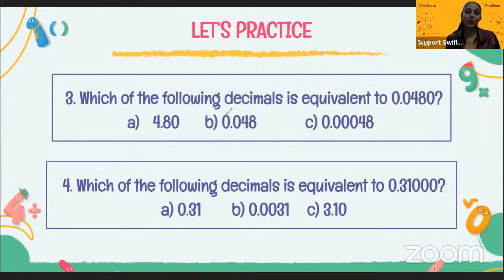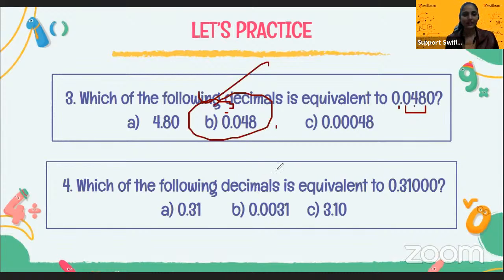Okay, great. So if I look at this part, 0.048, in which of the options is it the same? I can see it is the same in B, right? So this is the answer.